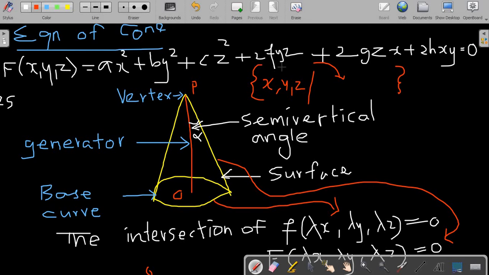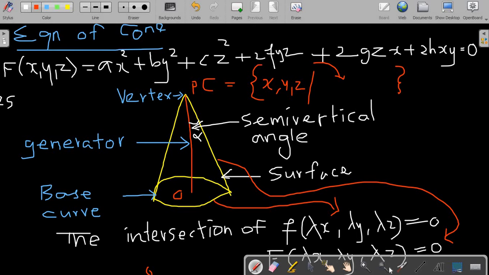Where a, b, c, f, g, h are some constants. So for different constants, you will have different types of cones. But the set of all the points x comma y comma z such that this satisfies this particular condition definitely will give you a cone. I mean, not a cone, the set of points that if you plot on the 3-dimensional space, you will get a picture like this. Okay, and this picture we name as a cone.